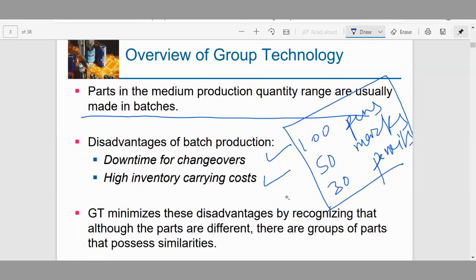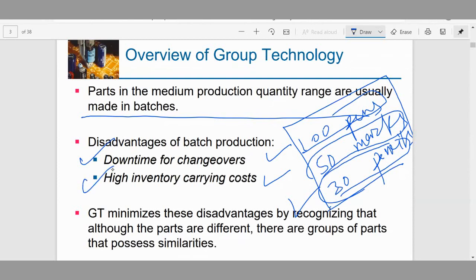So this type of production system can be converted into cellular manufacturing, right? In batch production, first you need to make 100 pens, then you need to change over again for 50 markers, then again you change the setup for 30 pencils. That's the reason there is too much downtime for changeovers, and it also contains high inventory carrying cost.